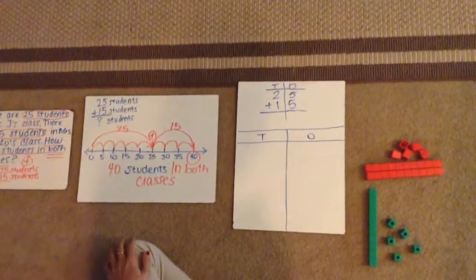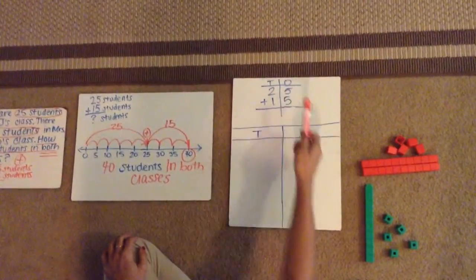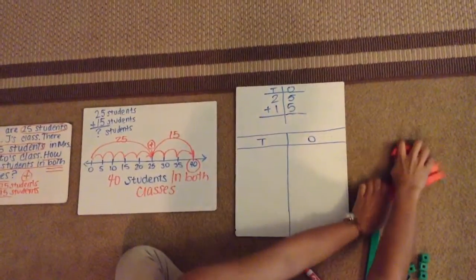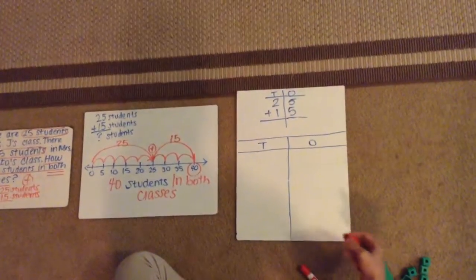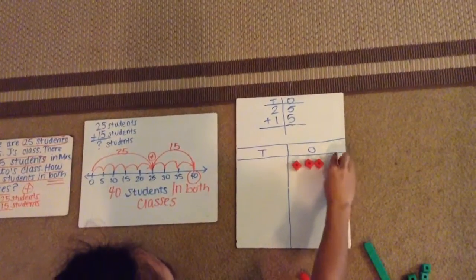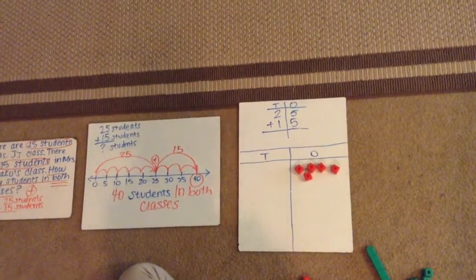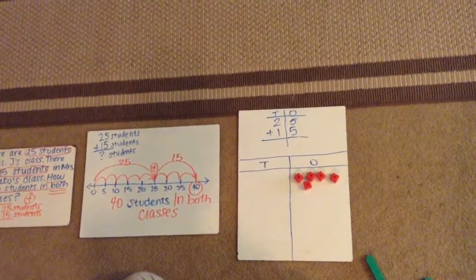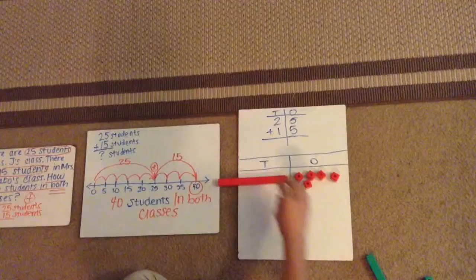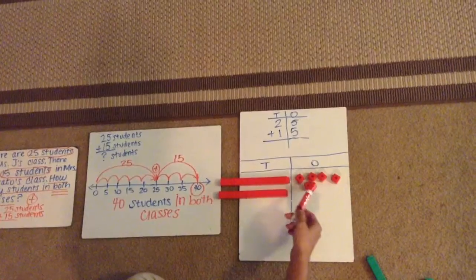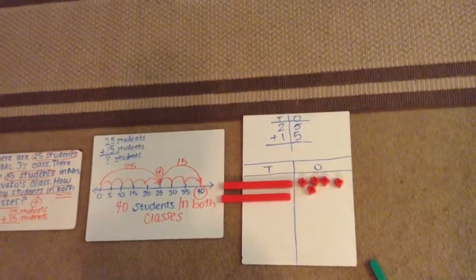So first we have to make the number 25. So how many units do we have in the ones place? 5. So the red's going to indicate 25. So let's make our 5 units in the ones place. 1, 2, 3, 4, 5. Okay. How many in the tens place on 25? 2. So that means we need 2 longs. 1, 2 longs. This is the number 25 represented by base 10 blocks.